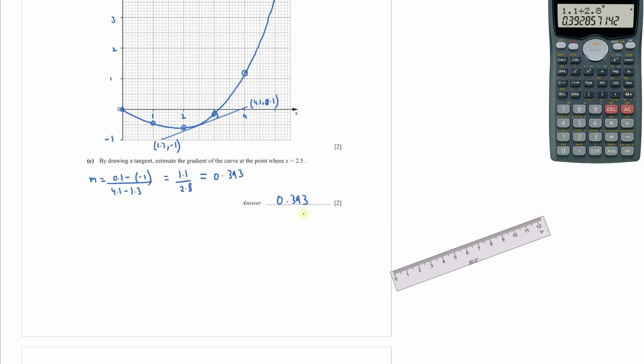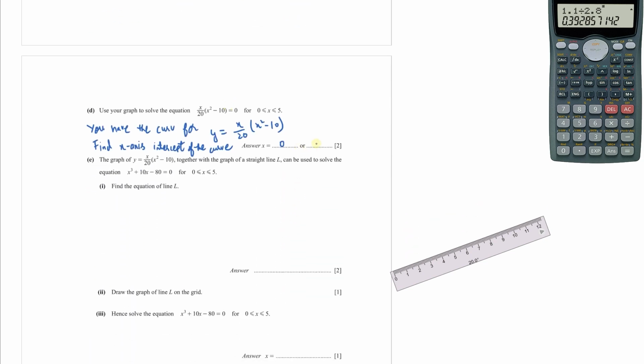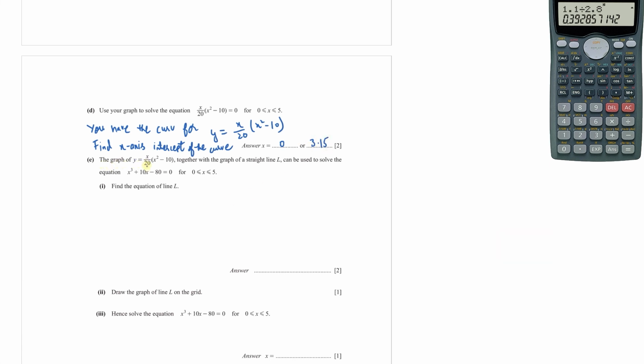So this is 3.1, and then it's cutting the x-axis between 3.1 and 3.2. So you can write 3.15 as the other answer. So 3.15.